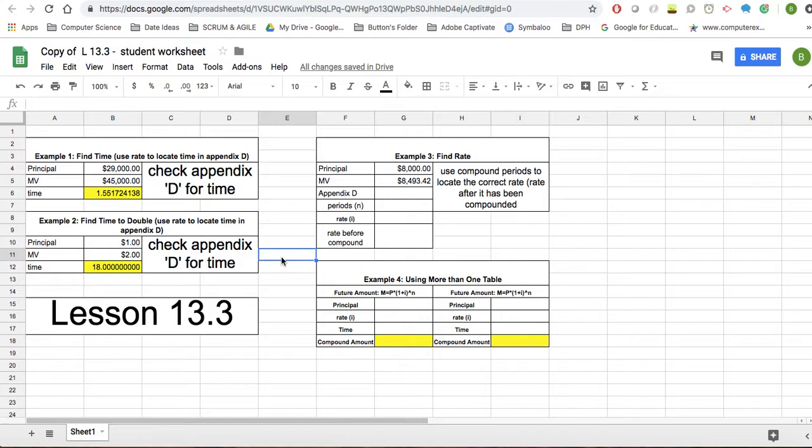Now we're going to go on to example 3. In example 3, we have a principal of 8,000. We have maturity value of 8,493. The time they give us is going to be 1, and the compound periods is quarterly, so that is going to be 4. I'm sorry, it is compounded monthly, so it's going to be 12. Now, what we're looking to find for this one is our rate. Now, this one's a little more difficult to find for the Appendix D. So we're going to go equals maturity value divided by principal to find our number that's going to help us locate our rate for 12 periods.